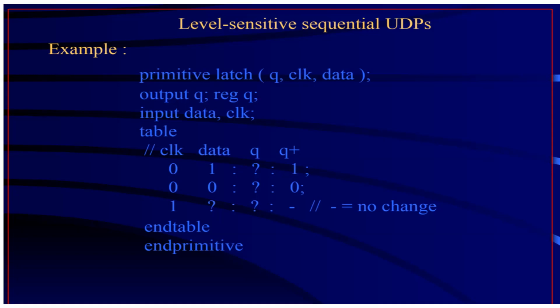Whatever is in the table for the primitive. So what is this clock? See, there is positive clock and negative clock. Positive is 0 to 1; negative is 1 to 0. So with clock 0, whatever the data is, that is the output.